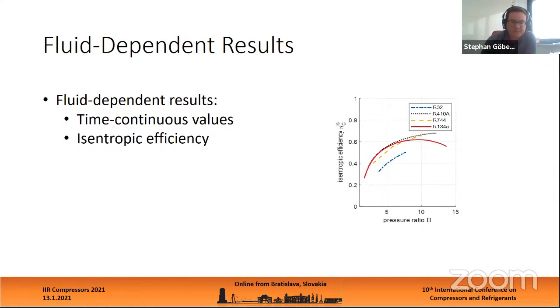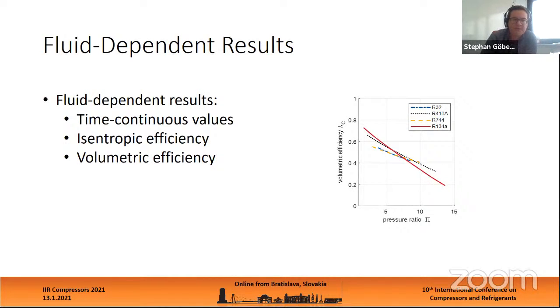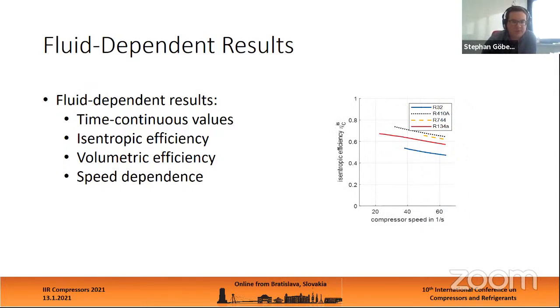Furthermore, we did a small parameter study. In this case, you can see the isentropic efficiency for 4 different refrigerants over the pressure ratio. And the same we have, of course, for the volumetric efficiency to describe both mass flow and energy flow. Since it's a physical white box model, we can vary any other parameter. So we also did a few studies to calculate how the compressor speed influences the results, which we can see here.